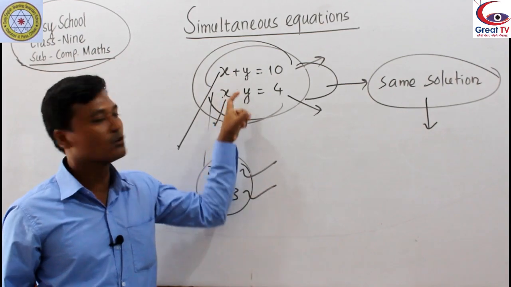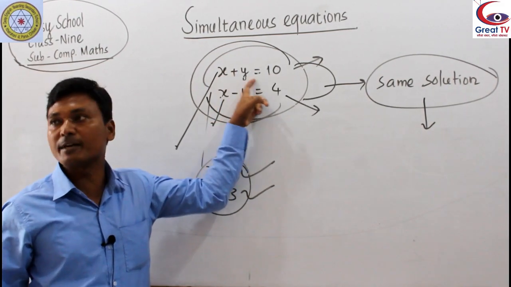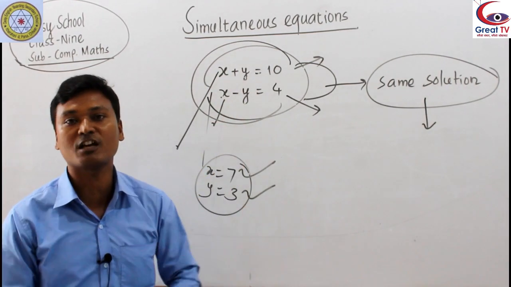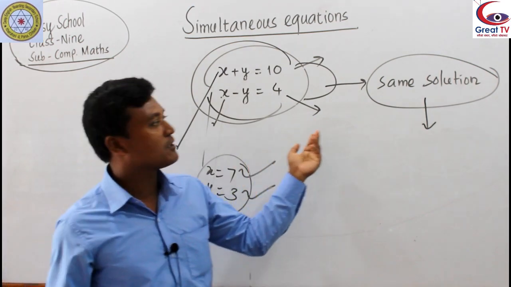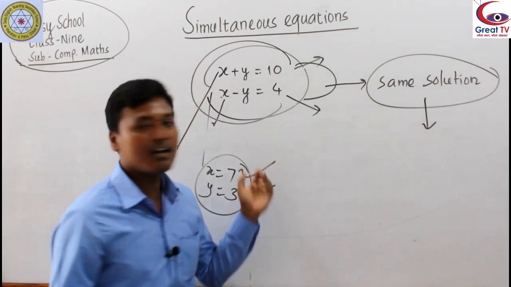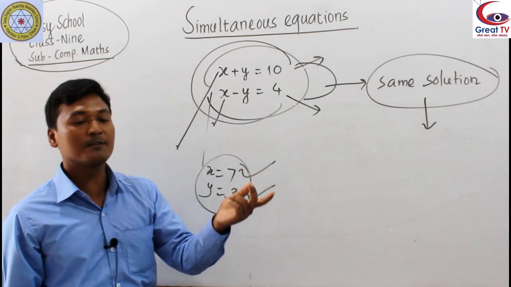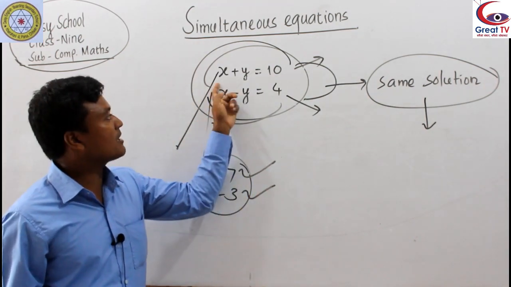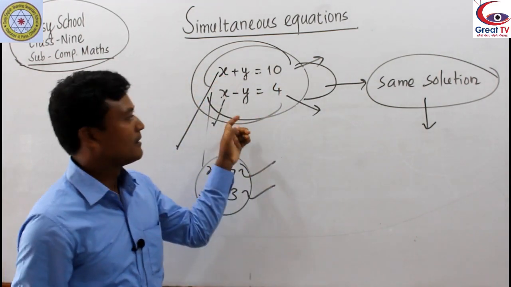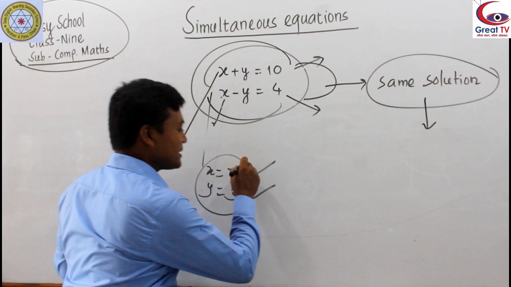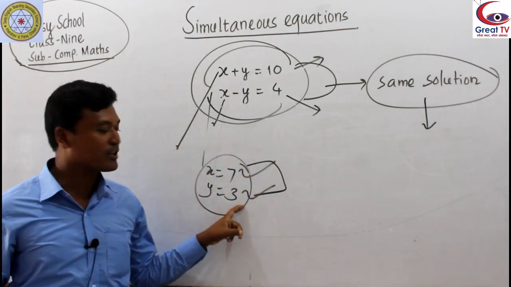Two linear equations in two variables, if they have the same solution, are simultaneous equations. But don't forget, my dear students, same solution. I have used the word satisfy. It means when you put the values of x and y in both equations, we must get both sides equal. Here, the value of x is 7 and y is 3, which we guessed.